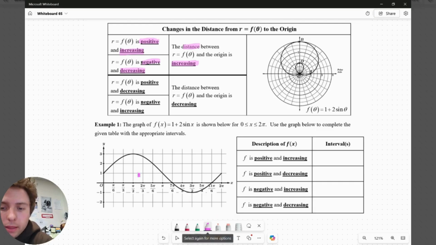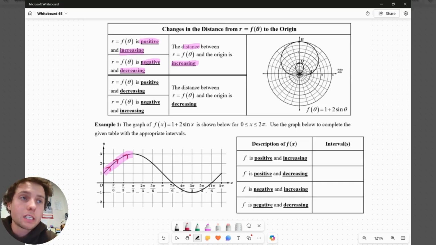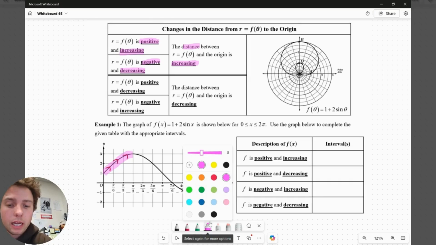That makes sense because if it's positive, that's above the x-axis, and increasing is going up. If I look at this section of our graph here, we see that is true. It's above the x-axis, it's going up. The distance from the x-axis then is increasing. That would represent the distance from the pole.